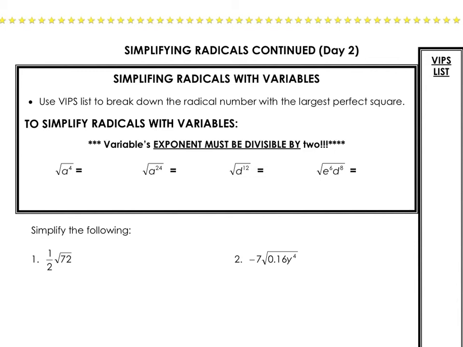Okay, welcome to video 2 here. We're going to be talking about simplifying radicals with variables. So it's the same thing we've already done. We're still going to use the VIPs list to break down the radical numbers with the largest perfect square.